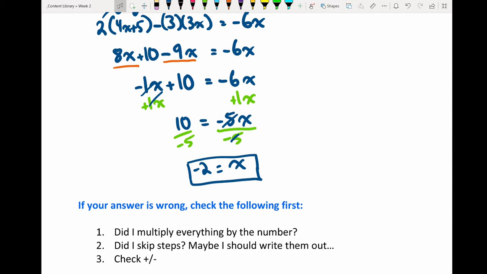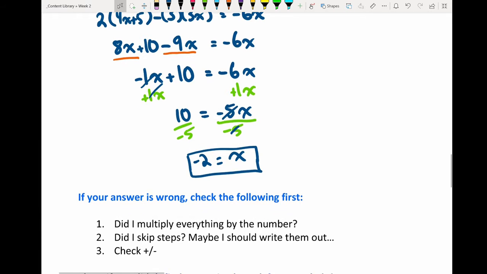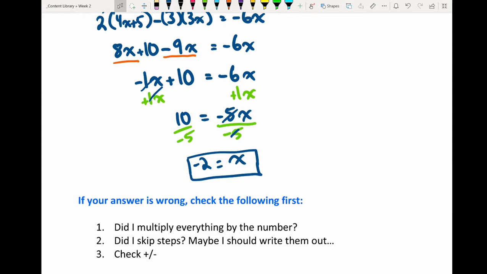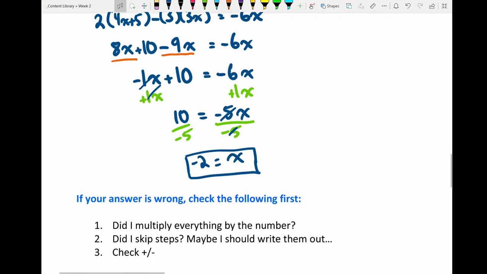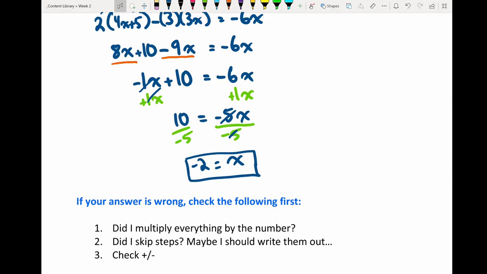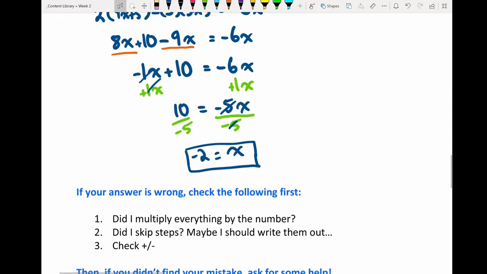And thirdly, one of probably the most common mistakes, and it probably frustrates a lot of people, just check the signs. Check the positive and the negative. Make sure your signs are correct. Make sure you're looking at the sign in front of the term to help identify what sign it is, because that tends to be one of the most common mistakes.